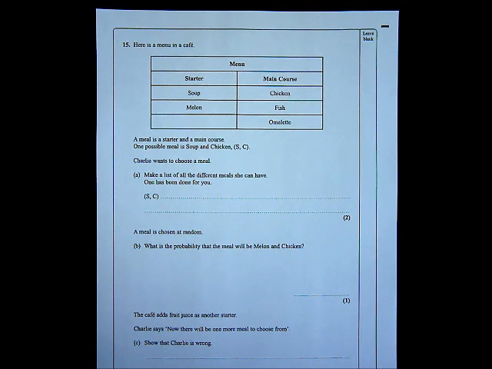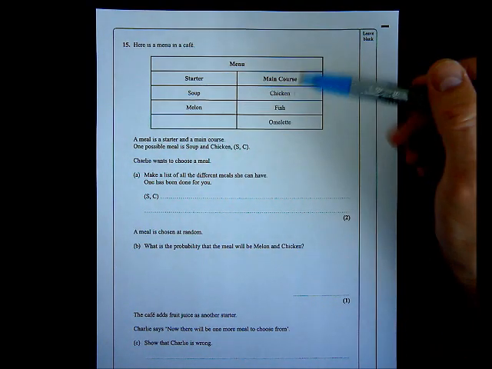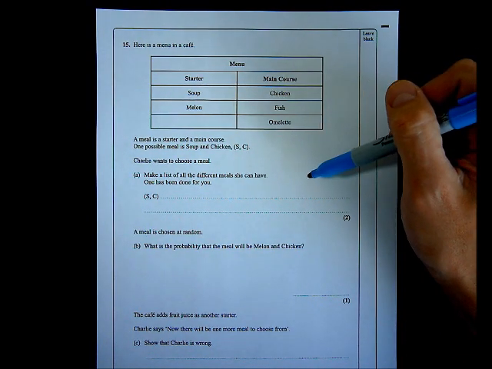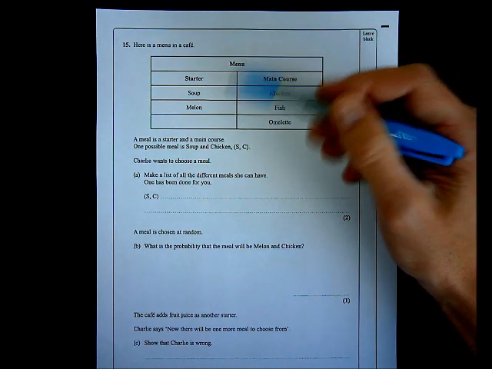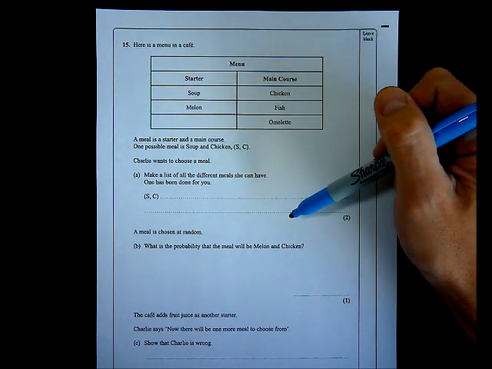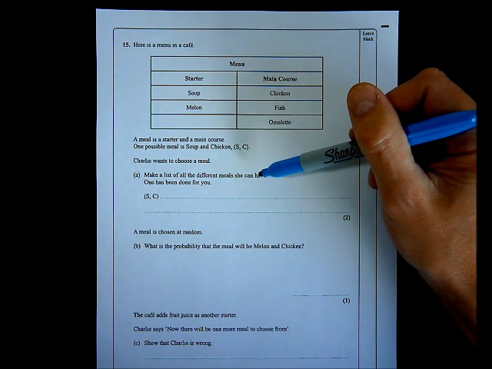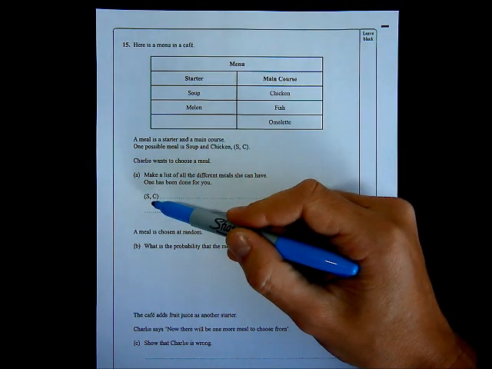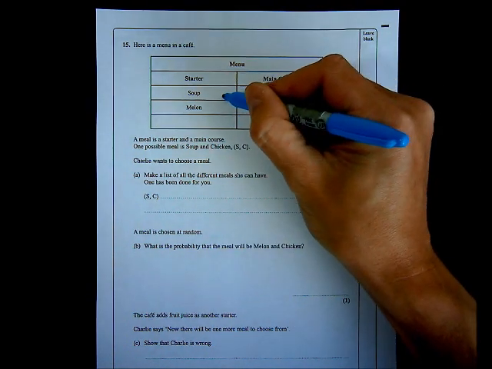On question 15, I'm given a menu and told that there are 2 starters and 3 main courses. And I'm shown possible meal combinations, for example, soup and chicken. I'm then asked to make a list of all the different meals that is possible, and I'm shown the first one of soup and chicken. So I could have had soup and chicken.